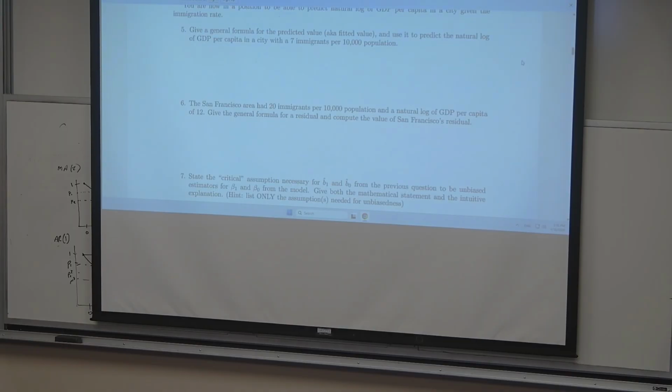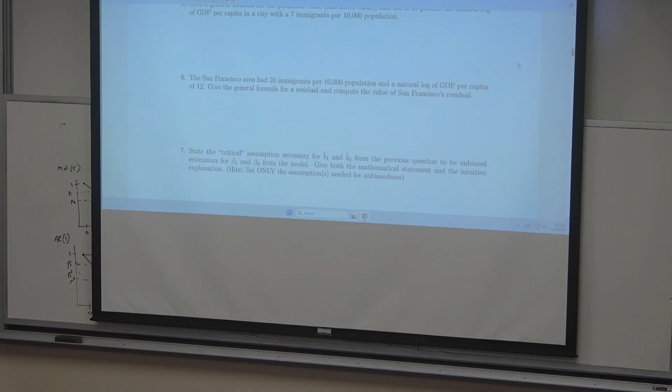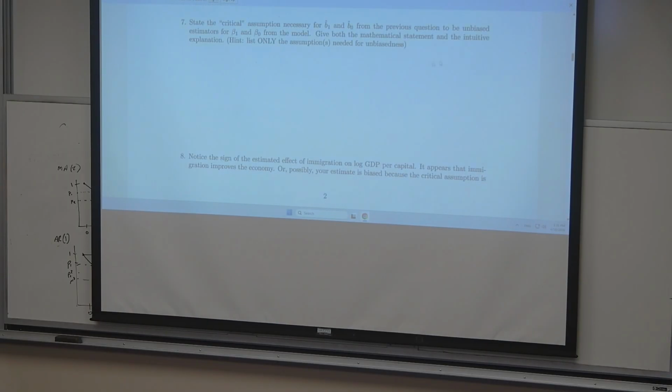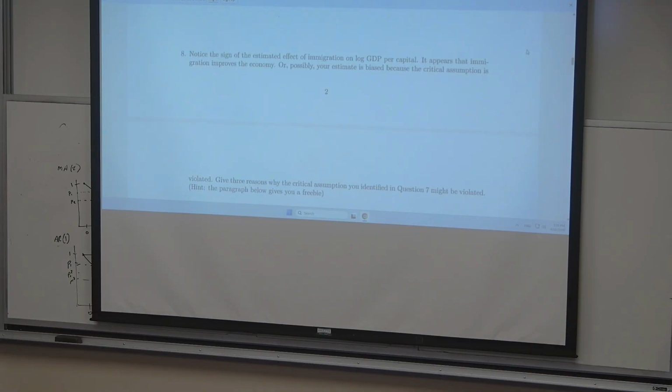You have a formula for the predicted value, so you're going to use your estimates and predict the value just like you did in exam 1. Number 6, compute the residual. Again, you did that in exam 1. State the critical assumption, exogeneity. This is all going to be familiar for a while, right?